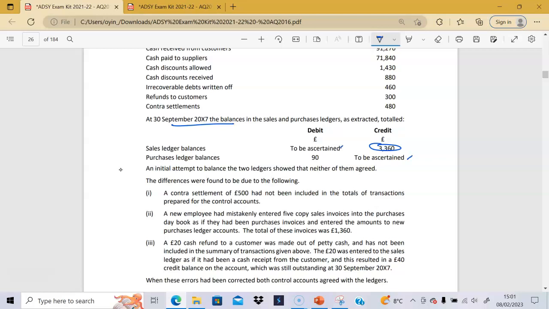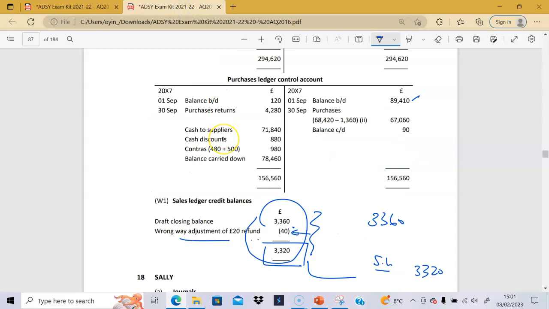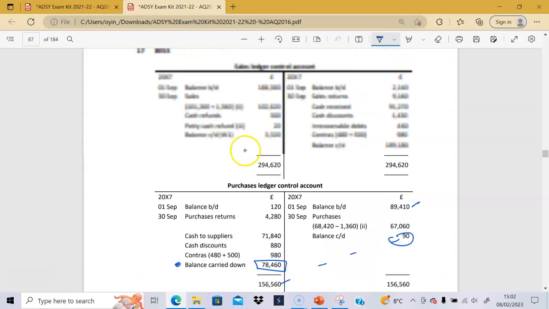When it says "to be ascertained", that's what you're finding out by comparing both sides. But you're given what those closing balances are. So you're given the 90 already. You're just fitting that 90 in because it's a brought down figure, so it's a carried down on this side, and then you work out the difference by comparing both sides like you would normally for a balance carried down.